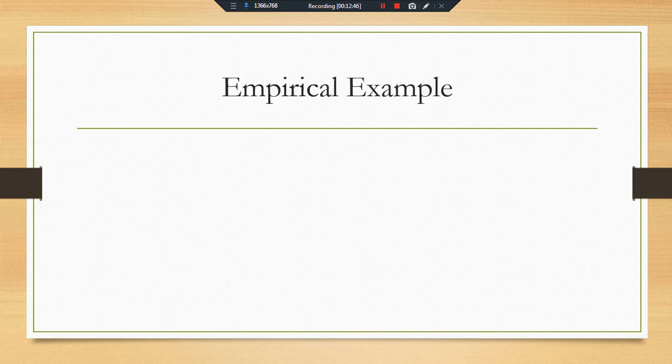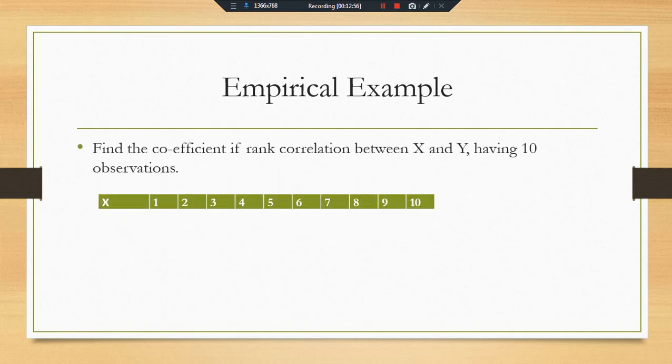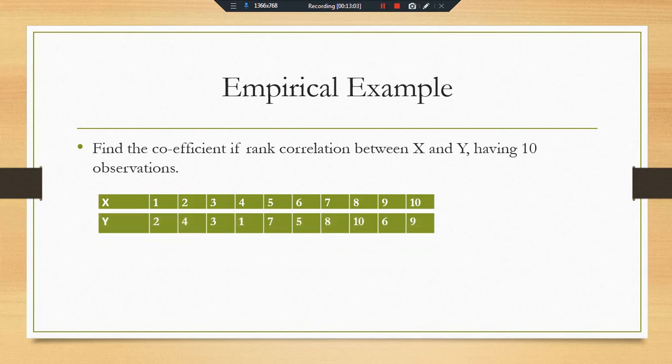Okay, now we have an empirical example of the rank correlation. Now we have to find the rank correlation empirically. We have an x variable which has 10 observations, and we have a y variable which has 10 observations at the same time.